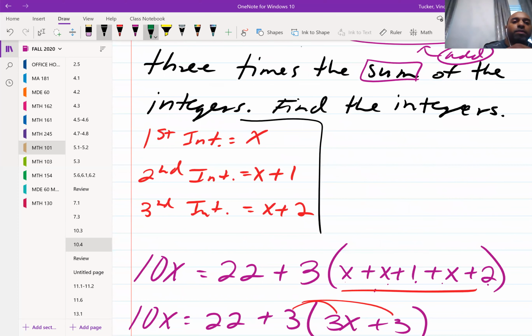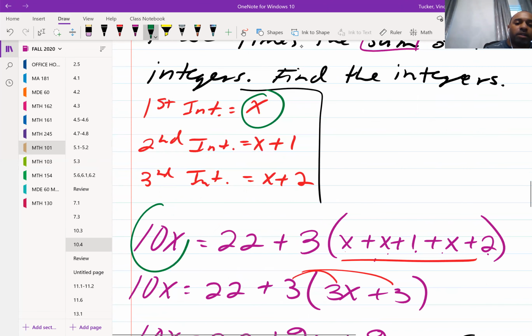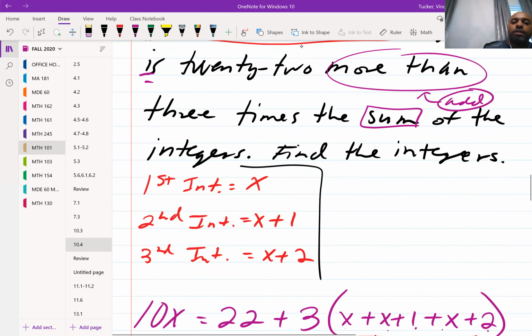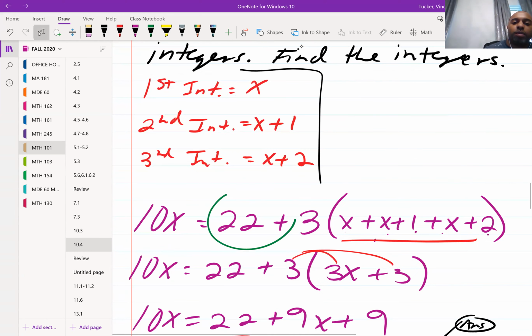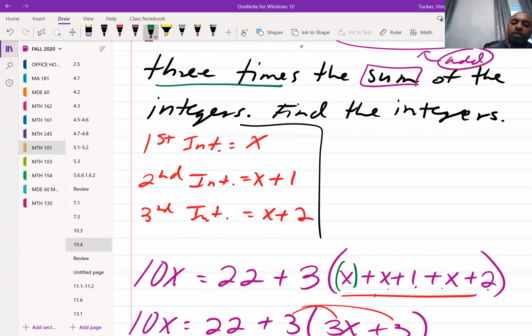Let's start with the left side. So it's 10 times the smallest. The smallest is x. So that's how we got 10x, 10 times the smallest. Is 22 more than, that's 22 plus 3 times the sum of the integers. So there's 3 times x, x plus 1, and x plus 2, adding up all 3 of the integers together.